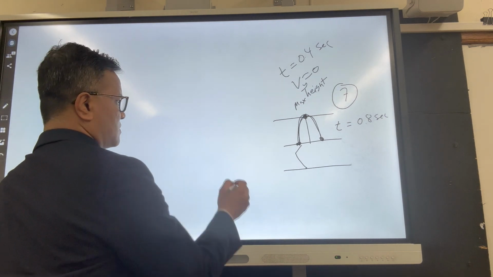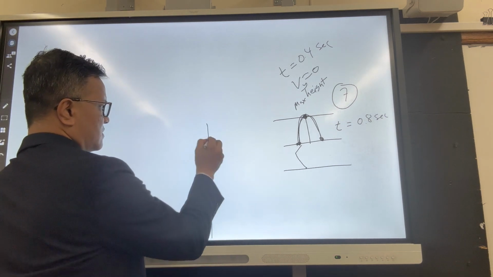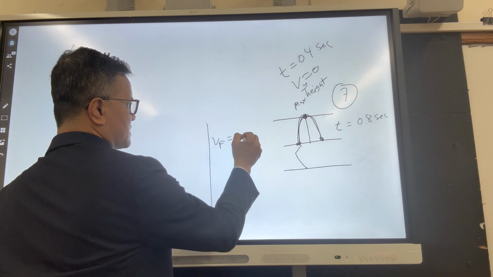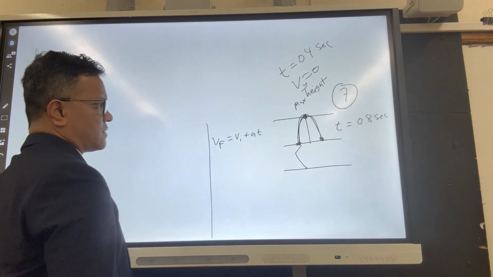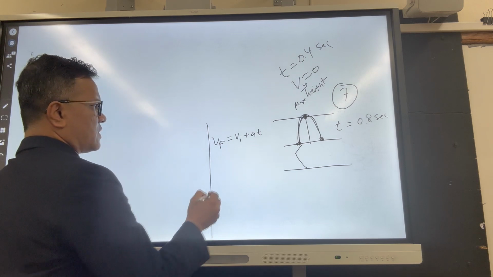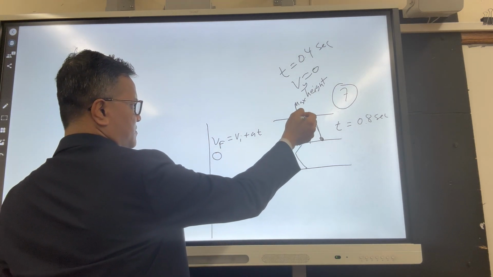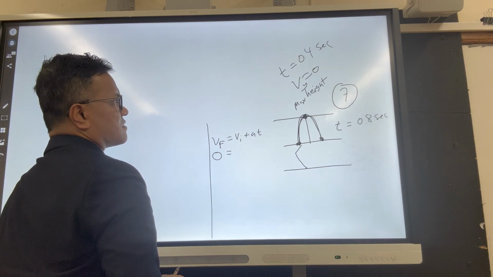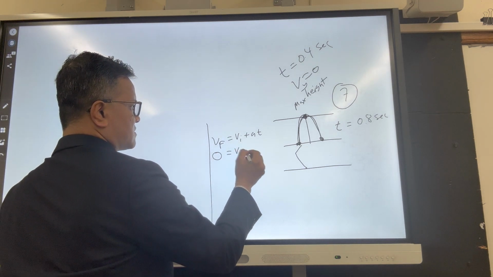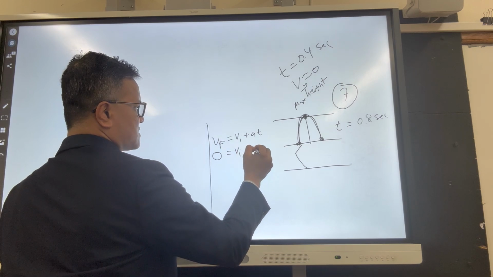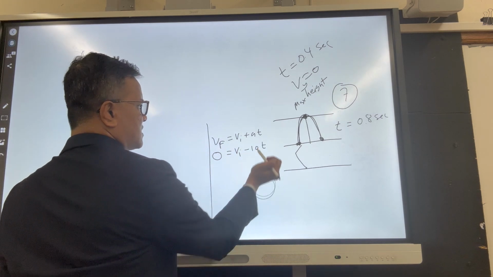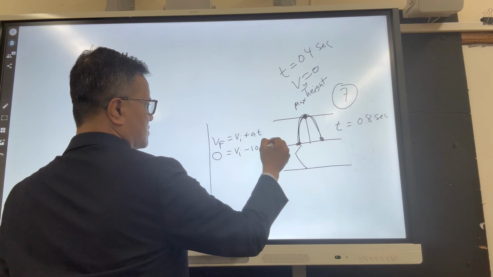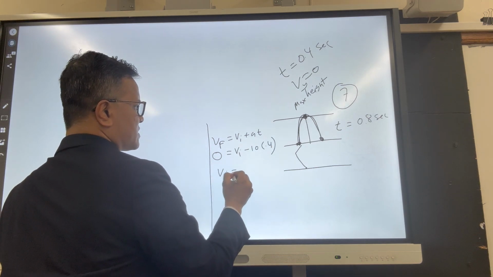Okay, so two steps. Vf is equal to Vi plus at. We want to find the max height. Vf is 0. Why is that? Because Vf is 0 at max height, always, no exception. Vi is what we need to find: 0 equals Vi minus 10t, and t is 0.4. So Vi is 4.